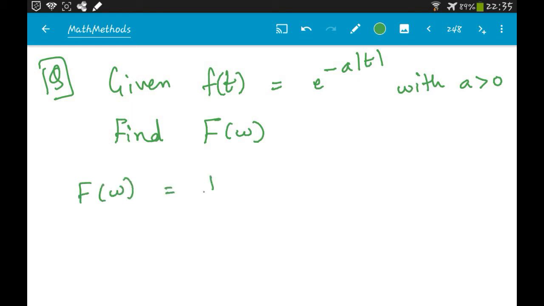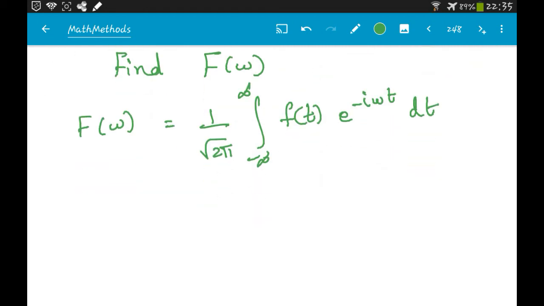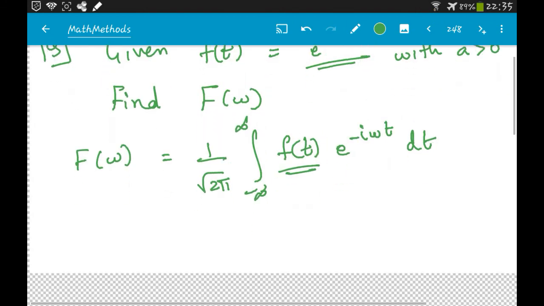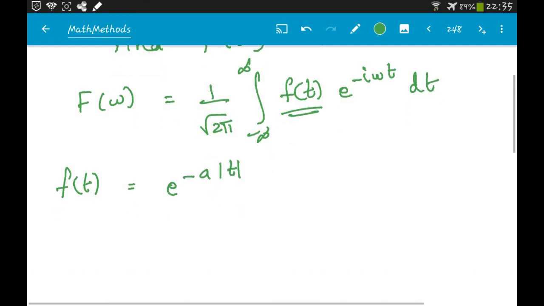This is nothing but 1 by root over 2π, integral from minus infinity to infinity of f(t) e^(-iωt) dt. So this is your formula for F(ω). So instead of f(t), let's substitute our function. What is f(t)? f(t) is nothing but e^(-a|t|). So now, since f(t) is e^(-a|t|), we need to find its value between minus infinity to infinity.